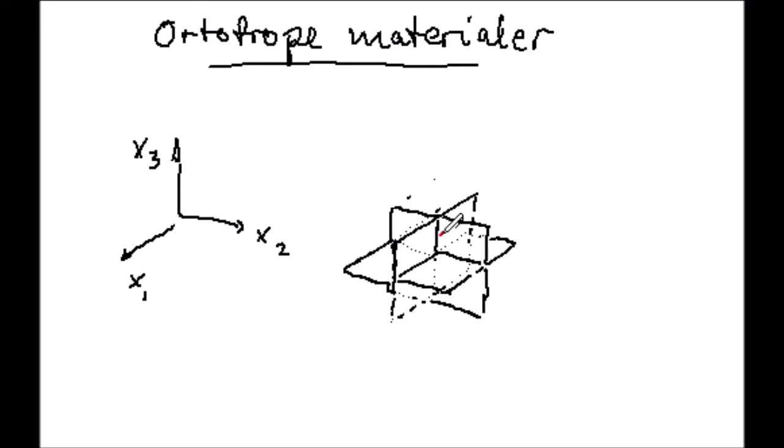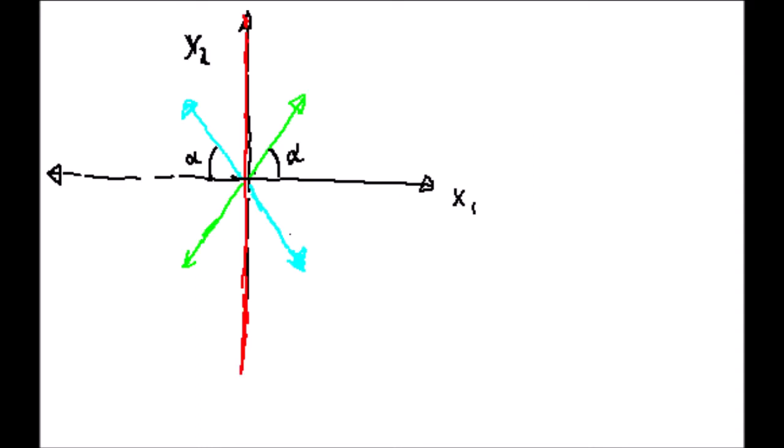For example, let this red plane, the x2, x3 plane, be the symmetry plane. Let's see what's happening then. If we stretch the structure in the green direction, we will obtain exactly the same energy as if we stretch it in the blue direction, which is symmetrically on the other side of the plane.